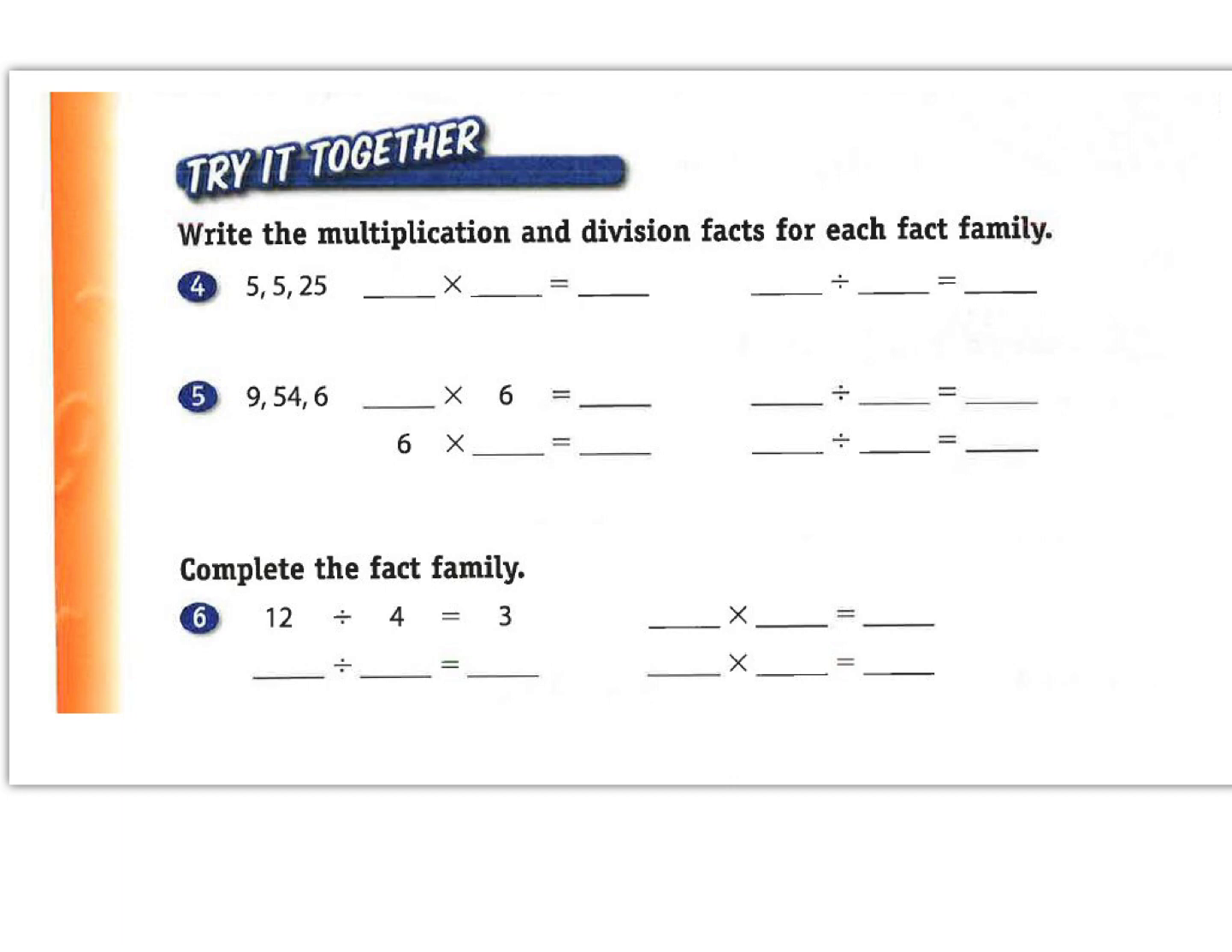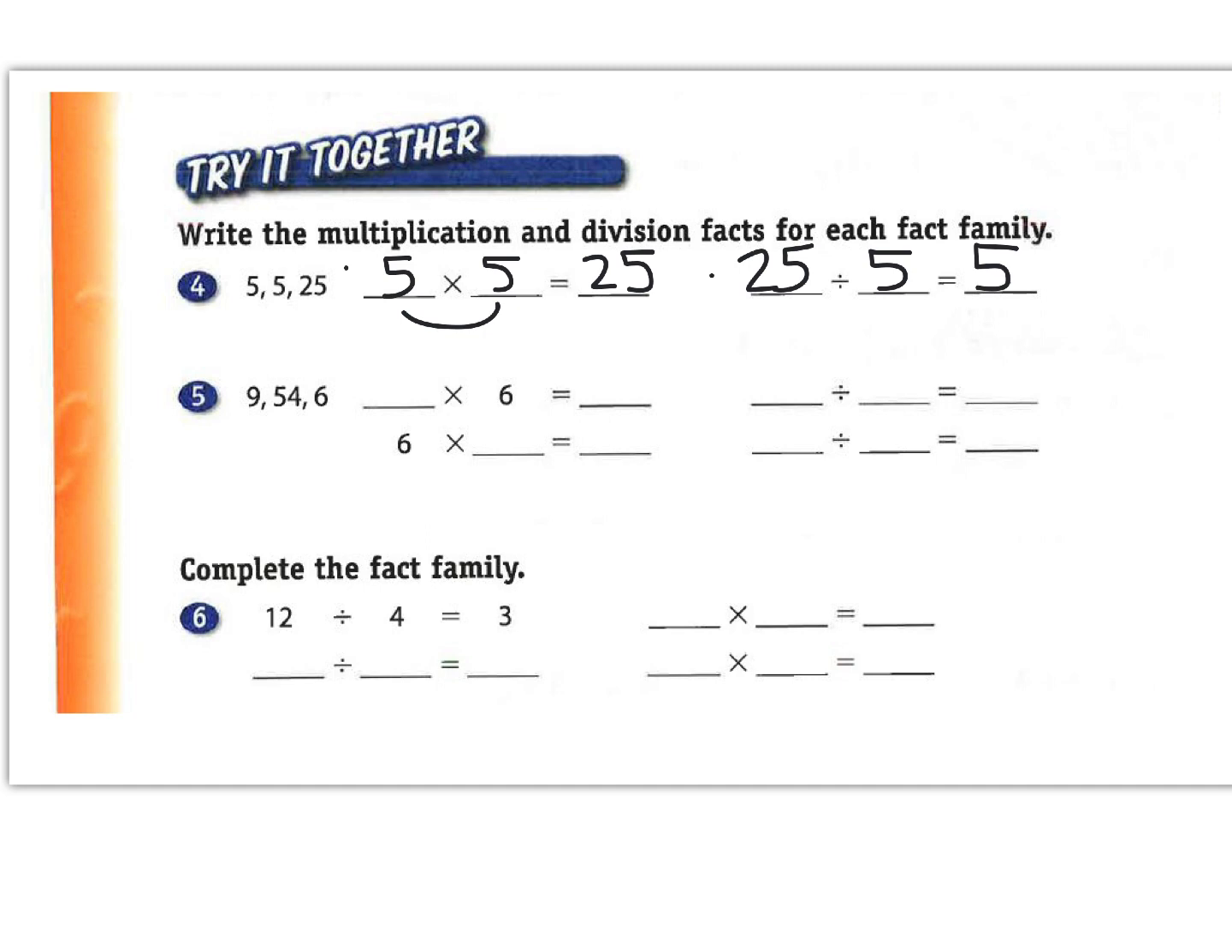So this says write the multiplication and division facts for each fact family. So 5, 5, 25. Well, we know 5 times 5 equals 25. And then we would do 25 divided by 5 equals 5. Notice this one only has one multiplication and one division problem because it would be the same thing. If you switched 5 and 5, you would still have the same numbers.